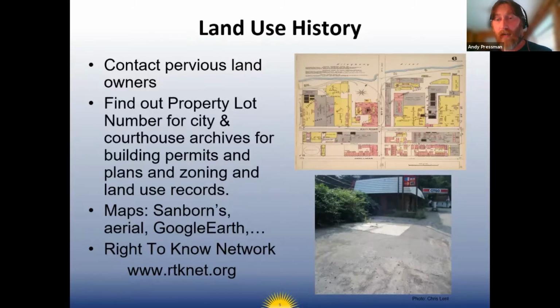There's also the Right to Know network. So if you believe there was a business there, perhaps a laundromat or a gas station, Right to Know is an organization that collects spills and information around it. So if you're concerned about contamination, you can go to the Right to Know network and see if that address shows up in their database.